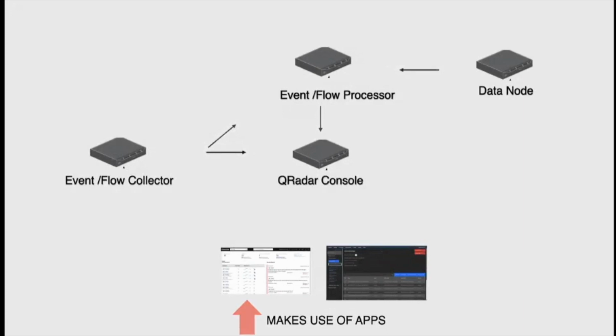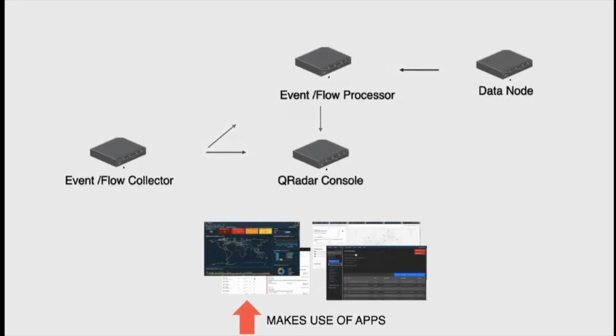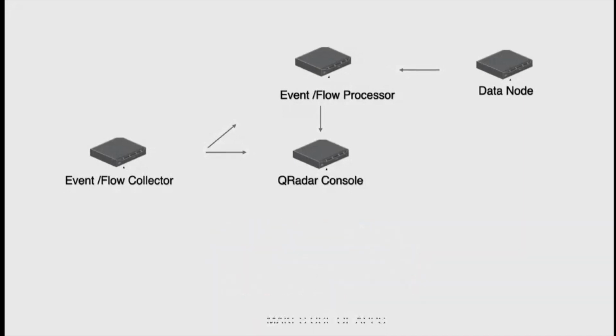The other component is app host, which takes away the function of apps. An app host is dedicated for running apps. App hosts provide extra storage, memory, and CPU resources for apps without impacting the processing capacity of QRadar console.